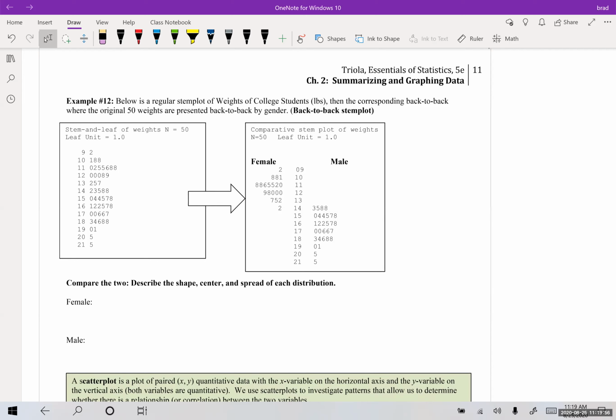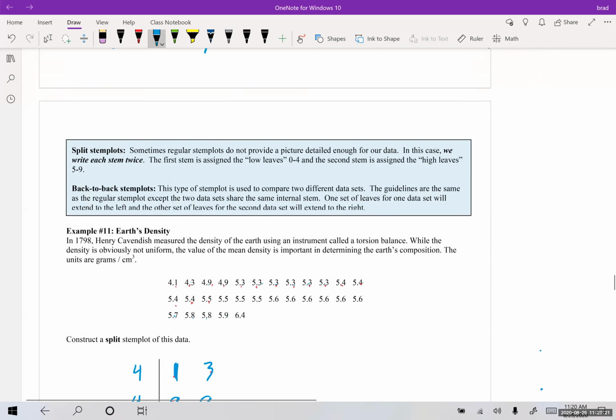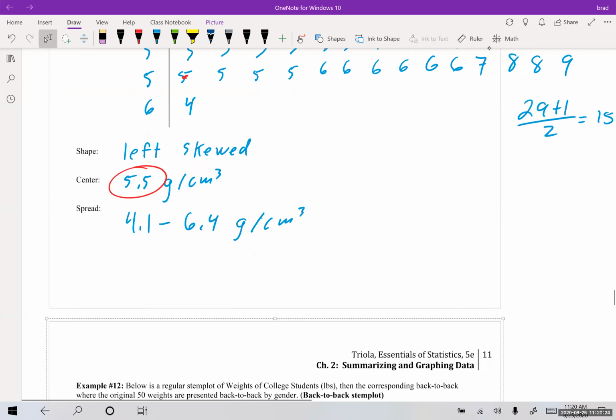Below is a regular stem plot of weights of college students, then the corresponding back-to-back where the original 50 weights are presented back-to-back by gender. So this is a stem and leaf plot with 50 values. And then what they did is they wanted to use the same data, but separate the data by female and male. So this is what a back-to-back stem plot would look like, okay?